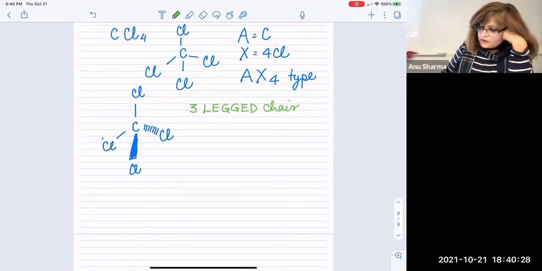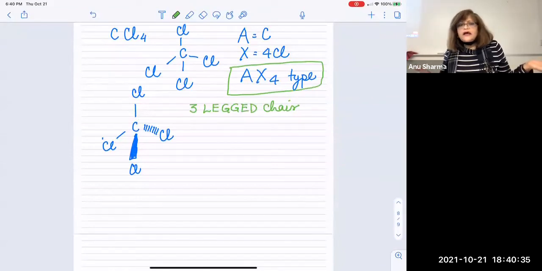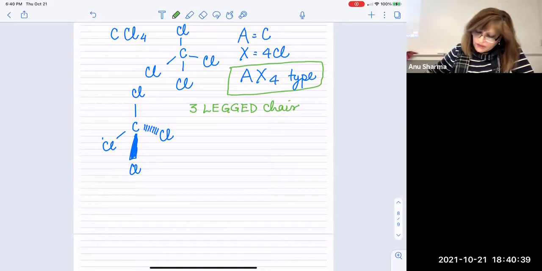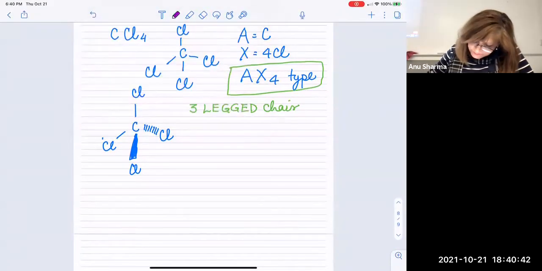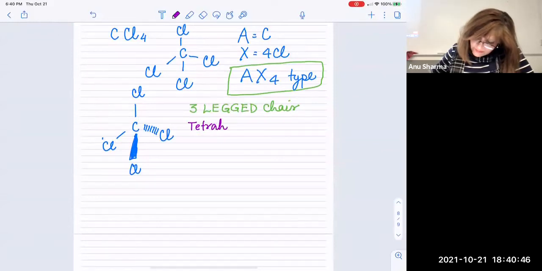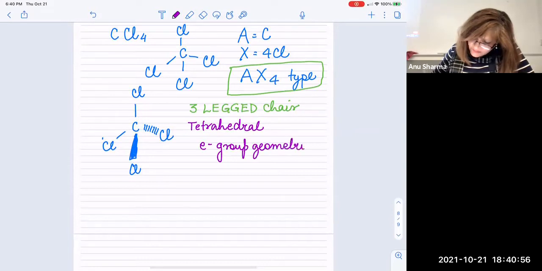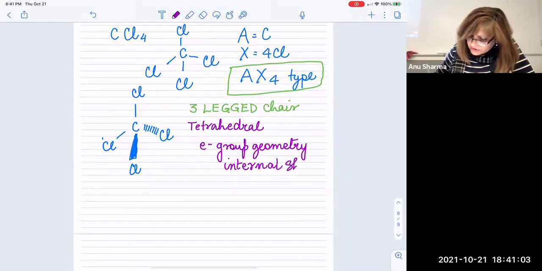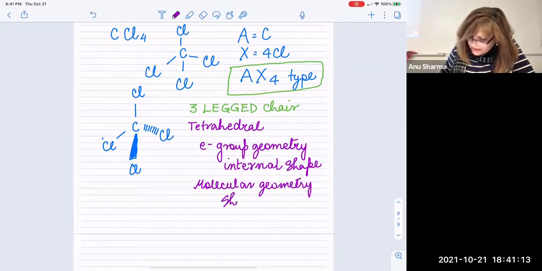Once you identify that, once you draw the right structure, then you just have to look at the table, and whatever it is, they just copy. That's very simple. So this is the tetrahedral shape. The electron group geometry means internally. If you were to enter the molecule internally, this is the internal shape. And molecular geometry is the shape from outside, so the external shape.